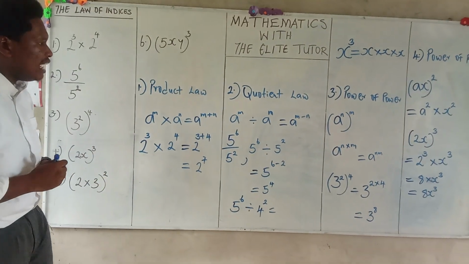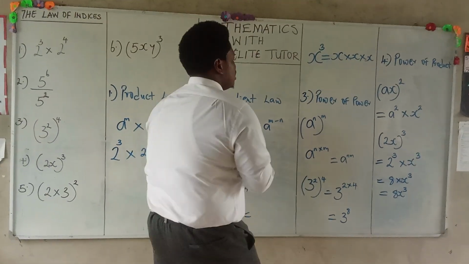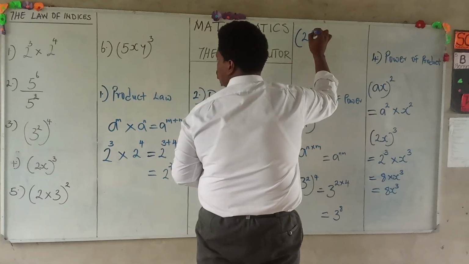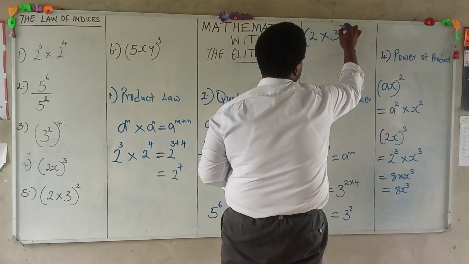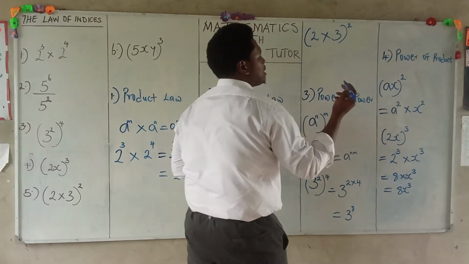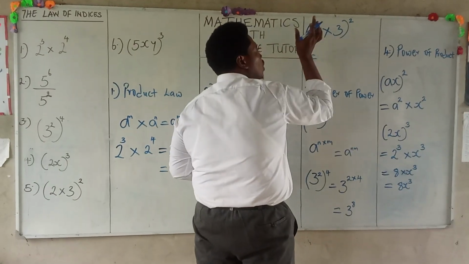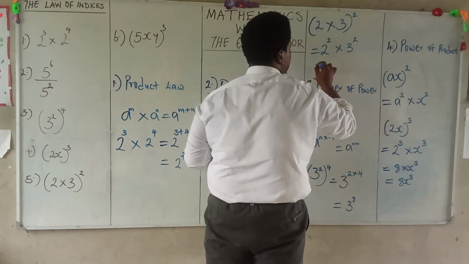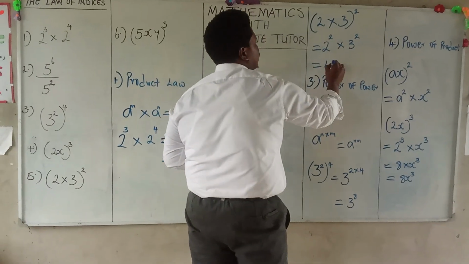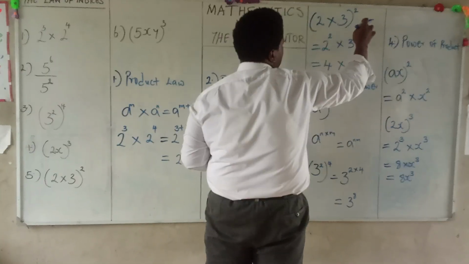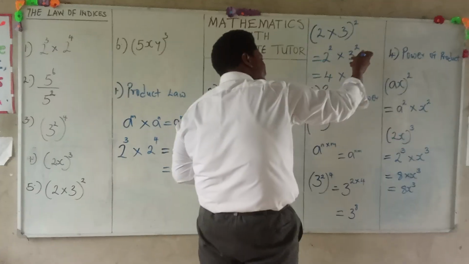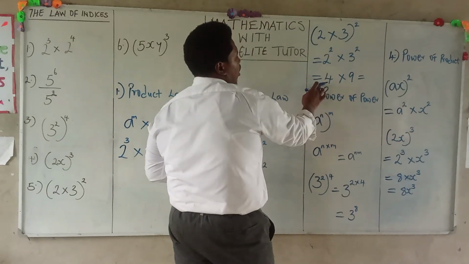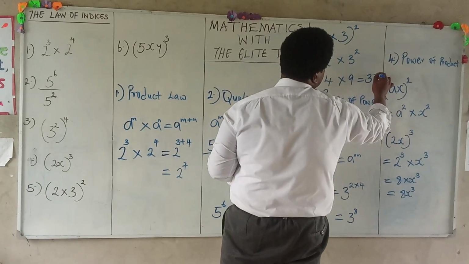So let's quickly solve that here. When we have 2 raised to power 2 times 3 raised to power 2, we have that 2 raised to power 2 gives us 4, times 3 raised to power 2. That is 3 multiplying itself twice, which will give us 9. So we have that 4 times 9 gives us 36.